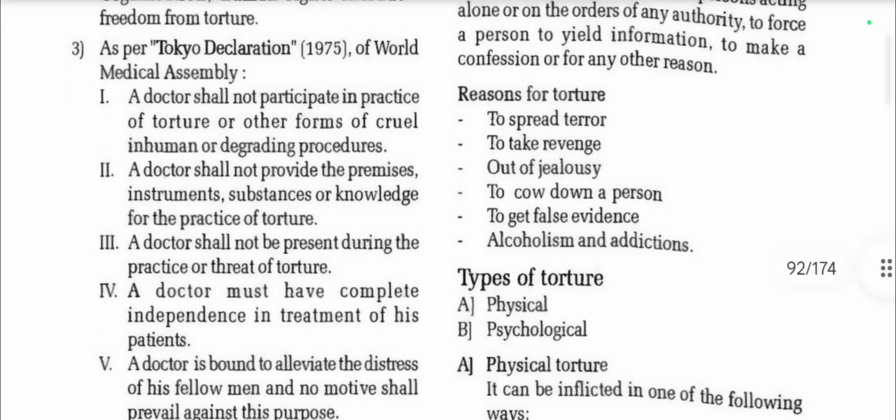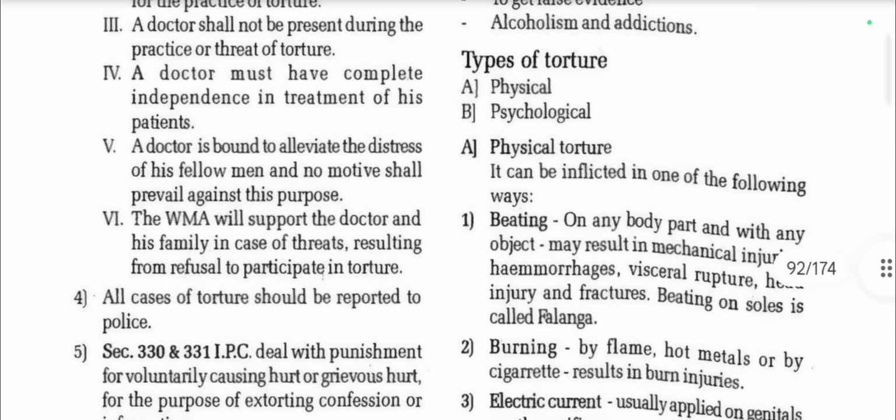Now, what are the reasons for torture? To spread terror, to take revenge out of jealousy, to cow down a person, to get false evidence, and alcoholism. Under alcoholism and addictions, you torture a person. So: to spread terror, to take revenge, jealousy, to cow down a person, to get false evidence, and alcoholism and addictions. Now, what are the types of torture?